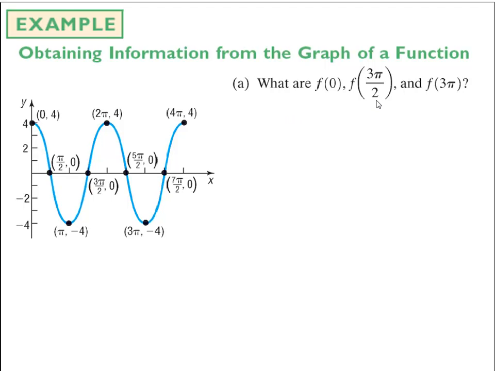Then the next one says find f at 3 pi over 2. Again, I'm going to plug in 3 pi over 2 as my x value and find the y value. Here's 3 pi over 2 on my graph, and I can see my y value is 0. And then the last one is f at 3 pi. Again, I'm going to plug in x equals 3 pi. Here's x equals 3 pi right here, and I can see my y value is -4. So there are the three function values. f at 0 is 4. f at 3 pi over 2 was 0. And f at 3 pi was -4.